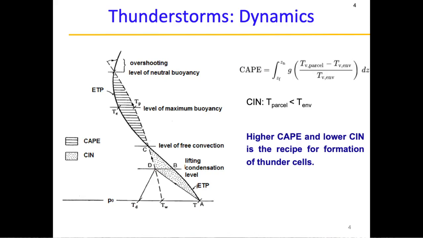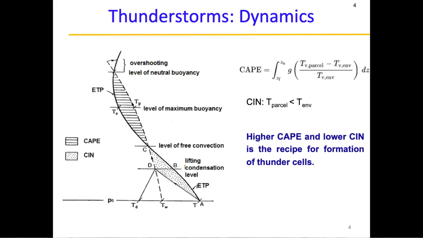So there is something known as CAPE, which is convectively available potential energy, and there is something known as CIN, which is convective inhibition. So this is a little bit mathematical, but let me try to explain it in simple terms. So what happens is you have two things here. One is a parcel, other is environment. Generally a parcel is a moist or dry parcel of air which rises up in the environment.